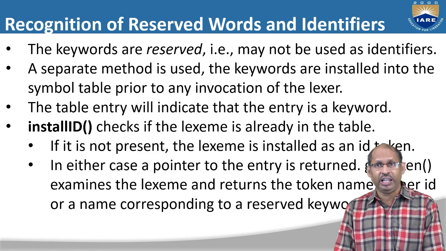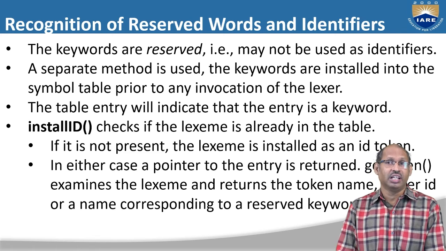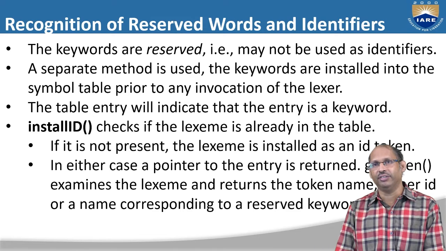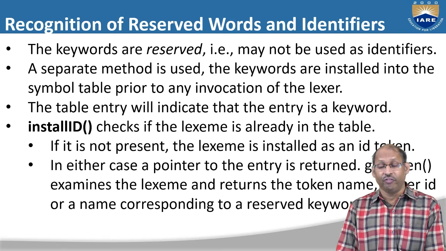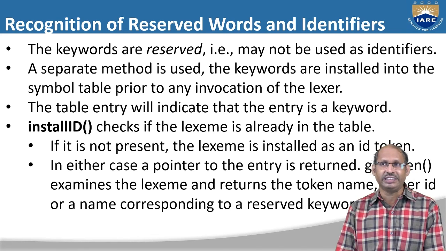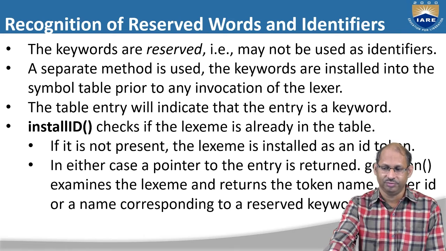Right? One way is writing the flowcharts. Another way is to store all the keywords, the reserved words, in the symbol table. So whenever a new identifier is found, we check whether it is an existing keyword or not. If not, it is stored in the symbol table.